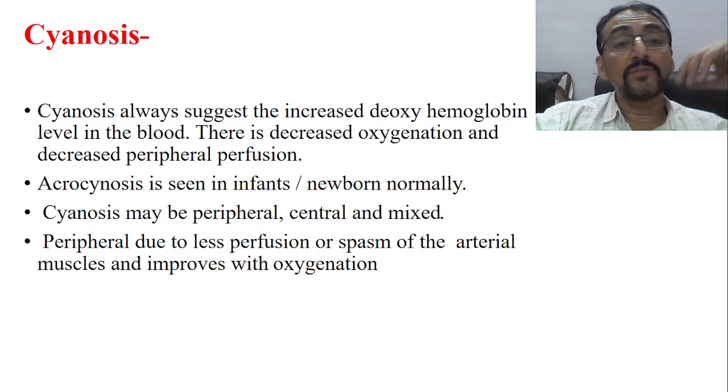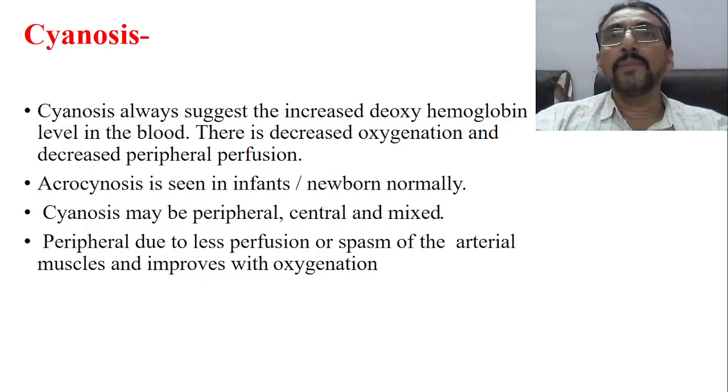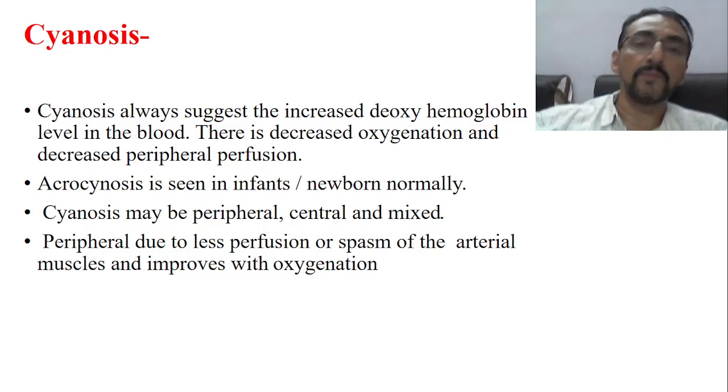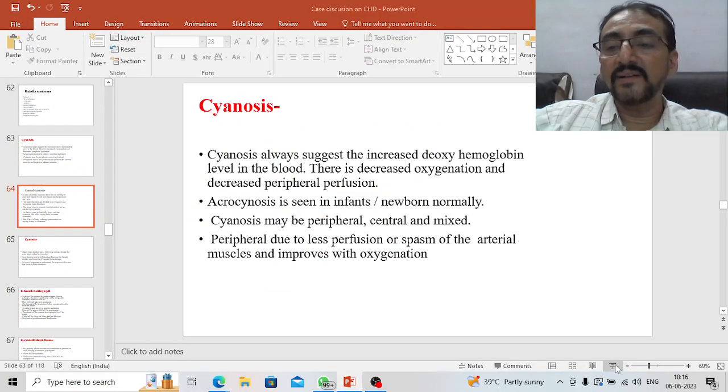So peripheral cyanosis is due to decreased perfusion or spasm of the arterial muscles and improves with oxygenation. That is one of the very important criteria. Peripheral cyanosis disappears by giving oxygenation. Just remember it. Peripheral cyanosis also disappears by giving warmth, by increasing the temperature. That's all. Now come to the other part. So what do you mean by central cyanosis?